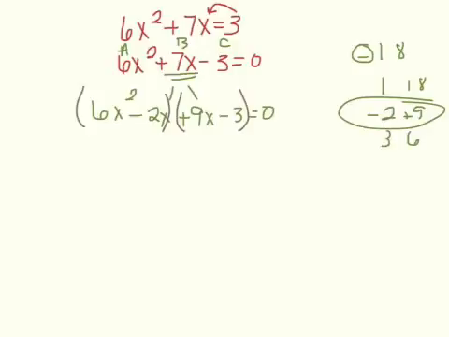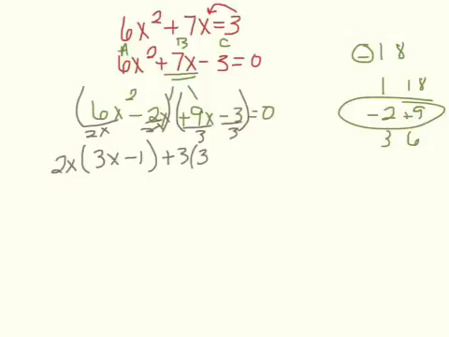In common in the first term, I can factor out a 2 and an x, which means I'm dividing out a 2x. Left over, I have a 3x minus 1. I always want to factor out the next sign. In common here, I can factor out a 3, so I'm going to factor out a 3, and I'm left with 3x minus 1. We're going to factor again.